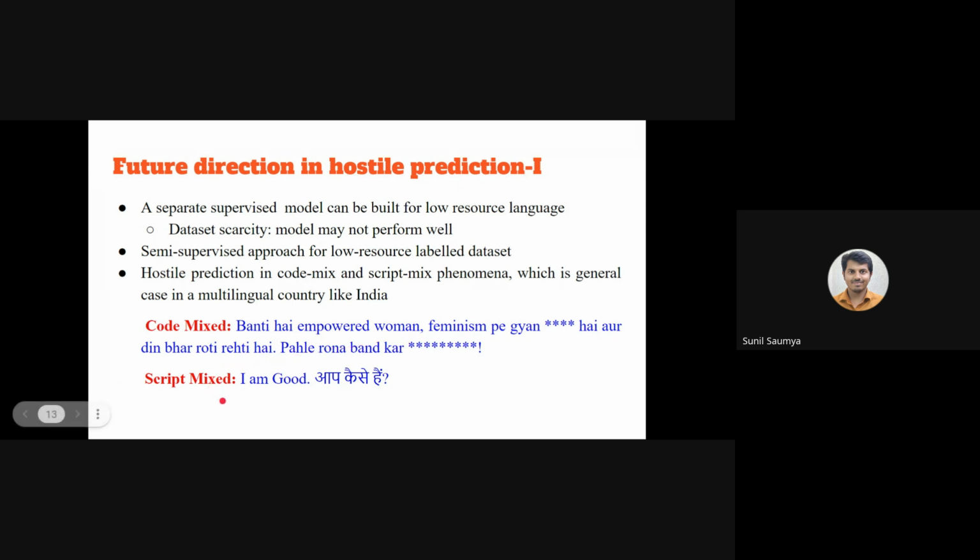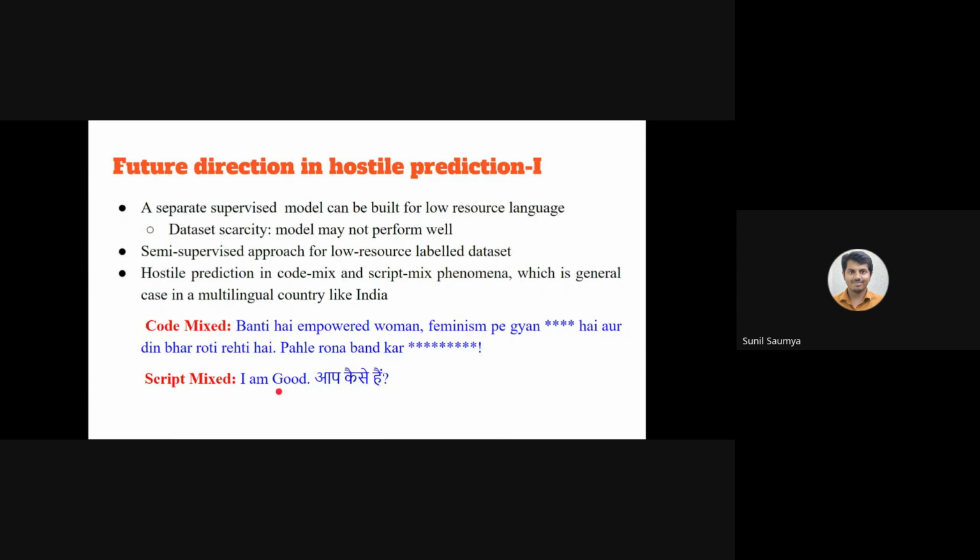But in the script mixed, what is the problem? Is that you have two different scripts together. So, "I am good. So and the aap kaise hain." So there is a switch between the scripts, and that may happen continuously, and that may happen in between also. It may also happen that one word I am saying in English, the next word I am saying in Hindi, but then again the next word I am saying in English, and so on. Now, this sort of thing is very challenging for the model.